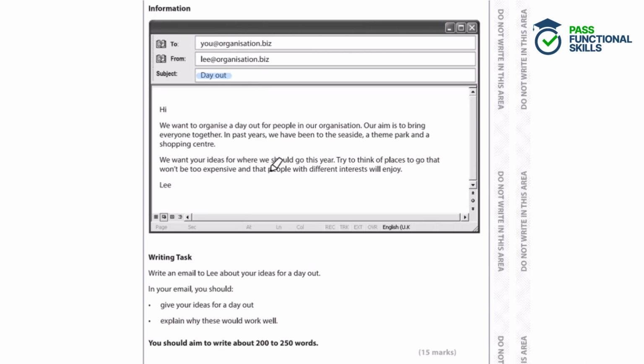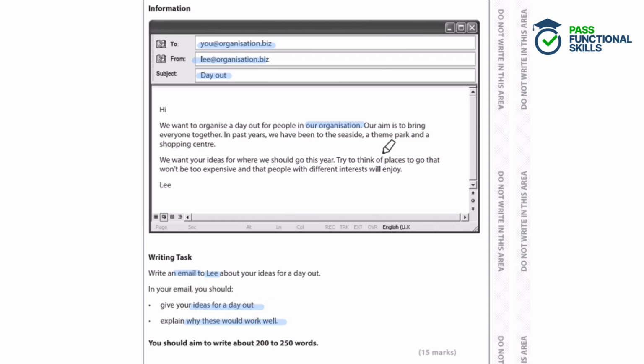So here, the text type that we're writing is an email. So we're going to use formatting features that are appropriate to that. And we have an example email here that's going to help us with that. We're writing to Lee. We know that Lee is someone from our organisation. It says organisation.biz. We're from the same organisation there. And we want to be giving ideas for a day out and explaining why these would work well.